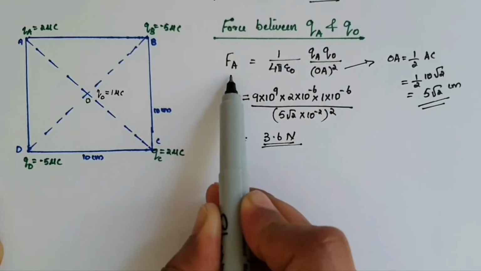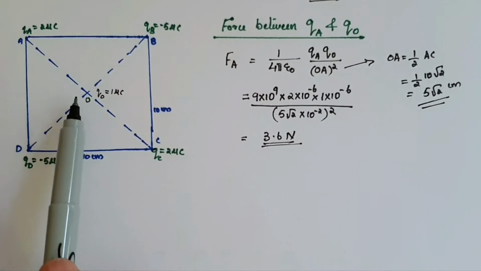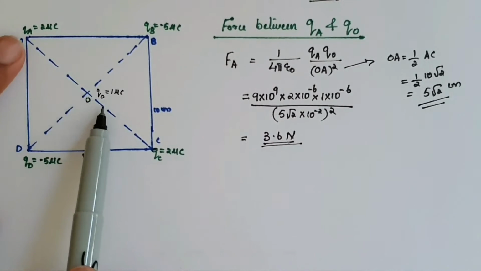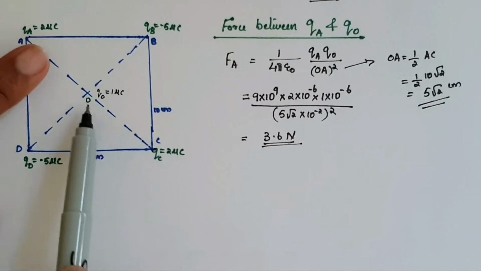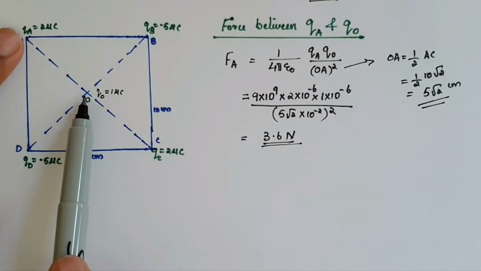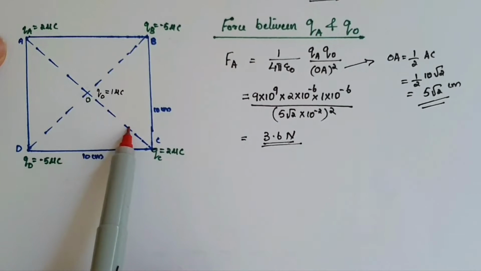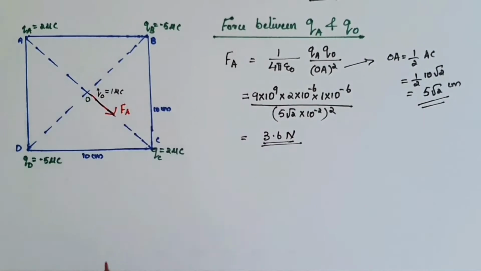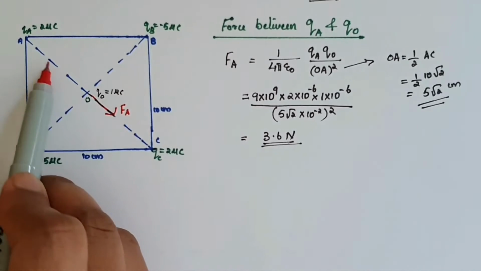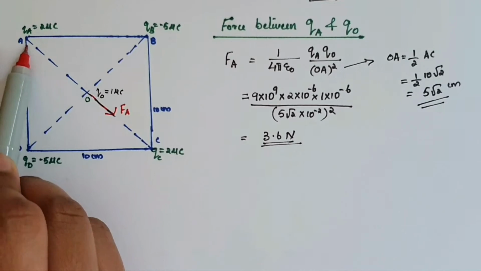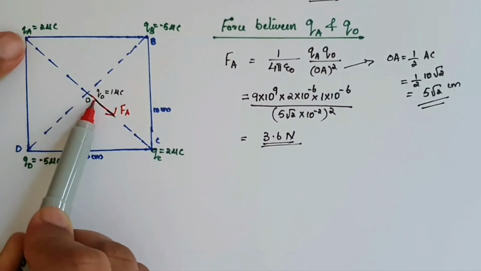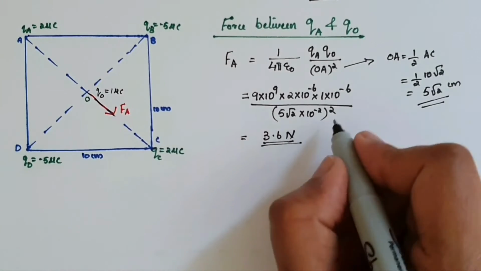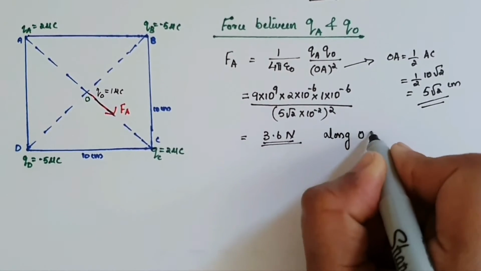Now, what is the direction of FA? Since QA and Q0 are positive charges, the force between them is a repulsive force, and the force will act along this direction, along OC. This is FA, the force on the 1 microcoulomb charge due to QA, and it is a repulsive force acting along this direction. Therefore, FA is 3.6 Newton and the direction is along OC.